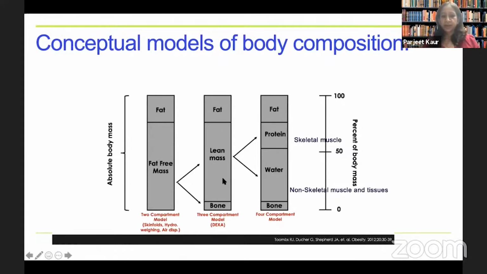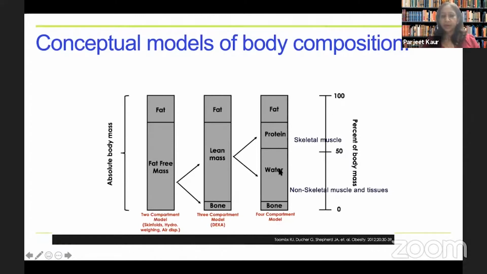Then we have the three compartment model, where it further refines the fat free mass into the lean mass and the bone, and the fat mass remains the same. So here the lean mass now will contain skeletal muscle mass, organs, water, and everything, whereas it has separated out the bone out of it. So this three compartment model, the DEXA scan, which has been used for body assessment, is basically based upon these three compartments of the body composition.